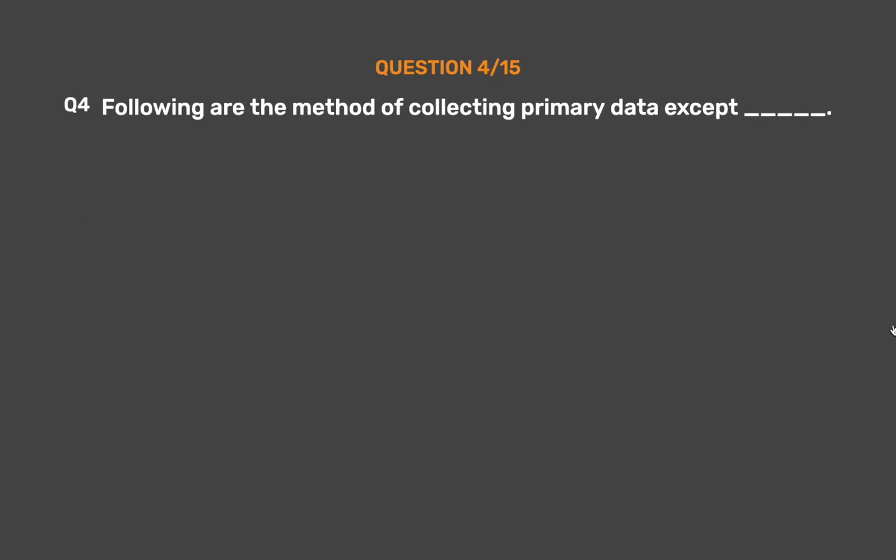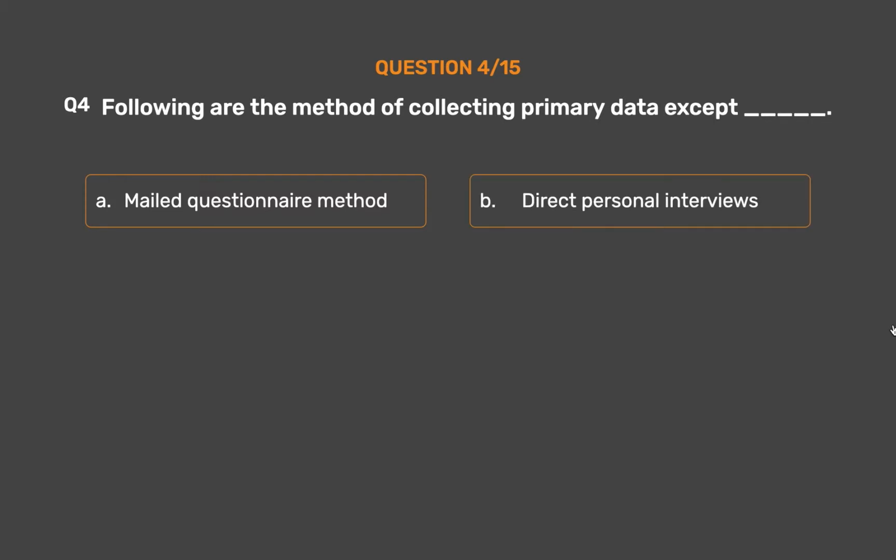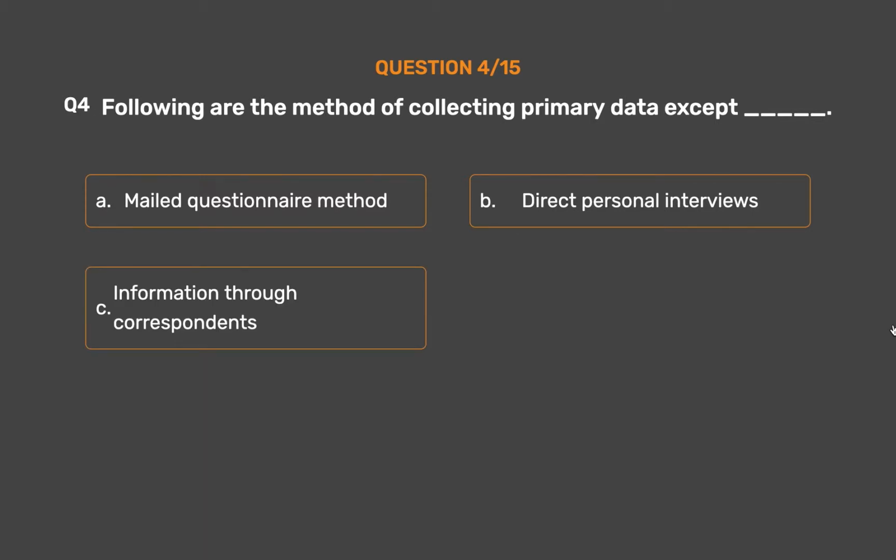Question number 4. Following are the method of collecting primary data except _. Option A. Mail questionnaire method. Option B. Direct personal interviews. Option C. Information through correspondence. Option D. Stratified sampling.